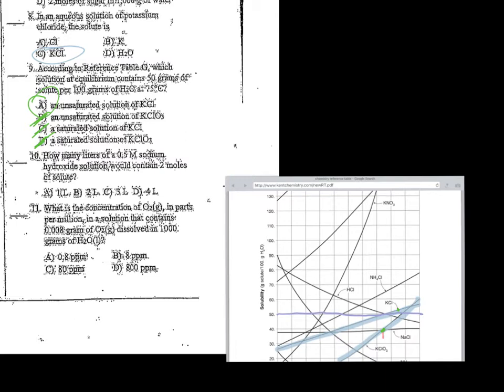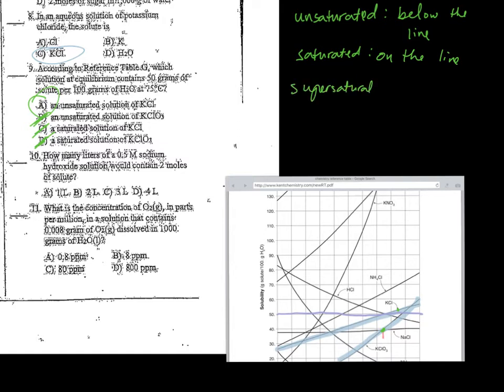Now let's see why. I could see this question being sort of confusing. So let's look. Unsaturated solution. Let's go over our definitions. Unsaturated meaning below the line. Here our line for KCl is over 50 grams. If you have 50, that means we're below the line. That makes it unsaturated. Saturated is on the line, and then supersaturated is above the line.